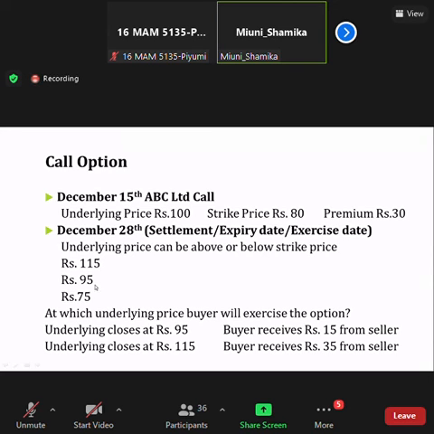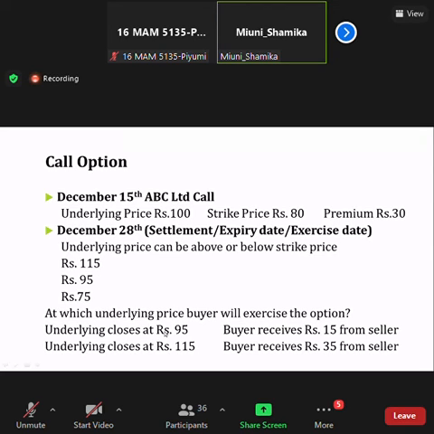When the market price is 95, strike price is 80. You will still exercise that. That's correct. Then the market price is 75, strike price is 80. Will you exercise this option? No, you will not. So remember, you will exercise an option when the market price is above the strike price.